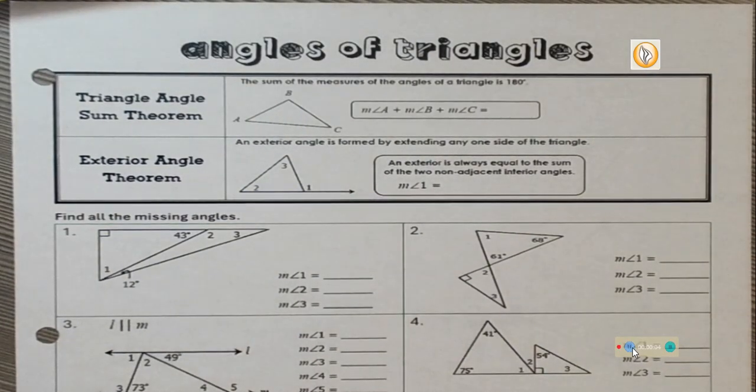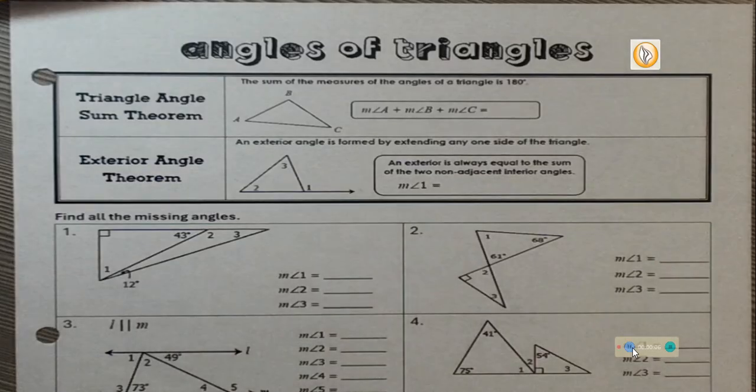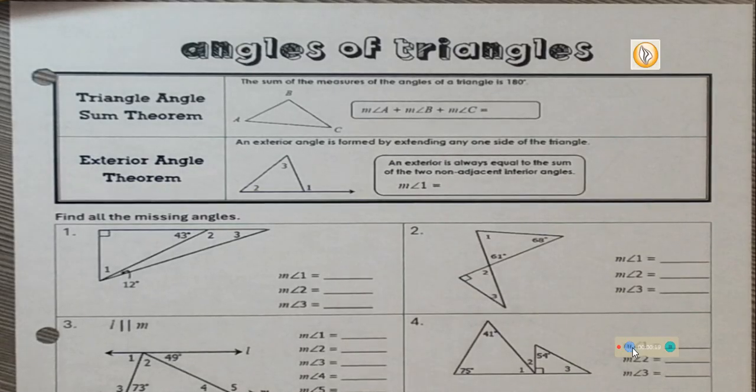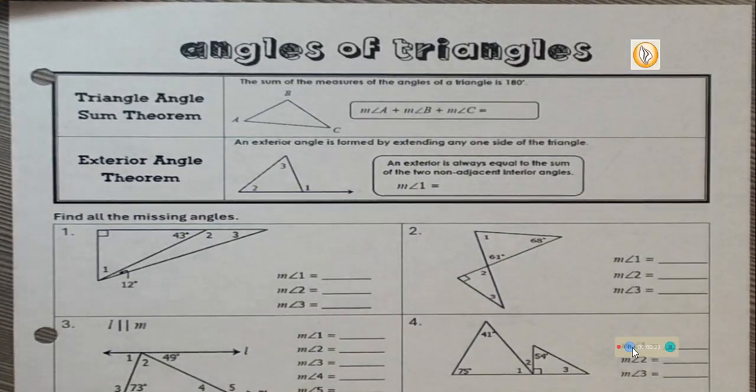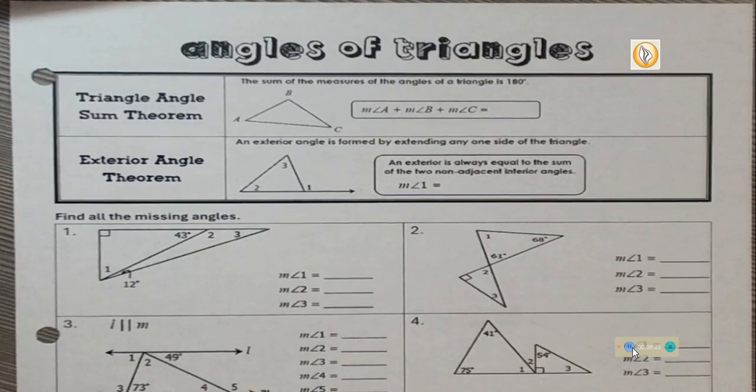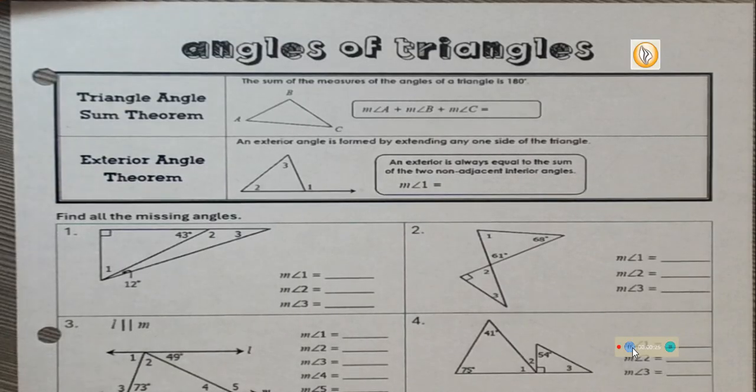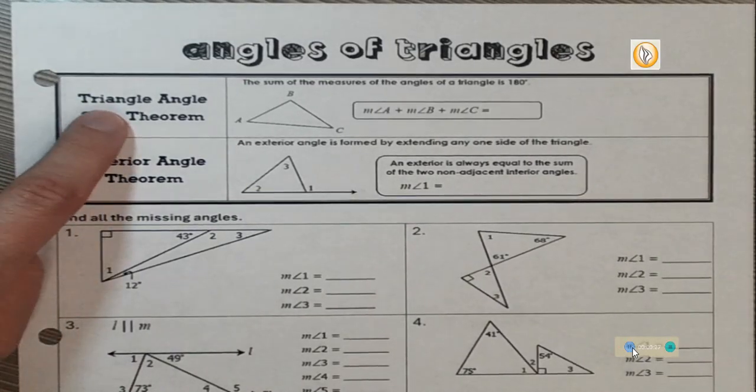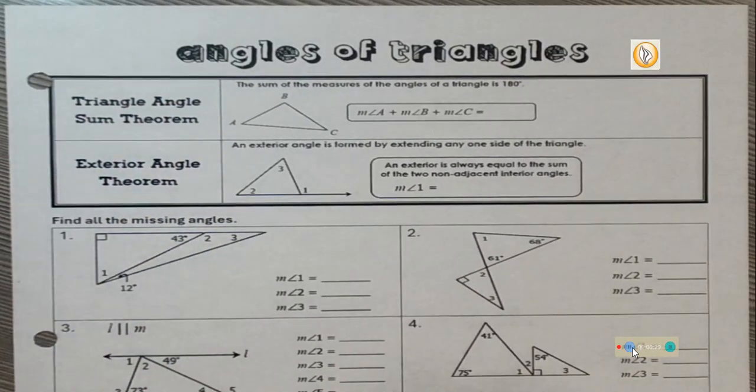All right, so what we're going to do today with angles of triangles is you've got the triangle angle sum theorem that you learned, and you've got the exterior angle theorem. I'm going to give you a triangle, and I'm going to give you some information, and I'm going to tell you something to find. You have to use all of the information you know to find whatever it is I gave you. So let's quickly review the triangle angle sum theorem.